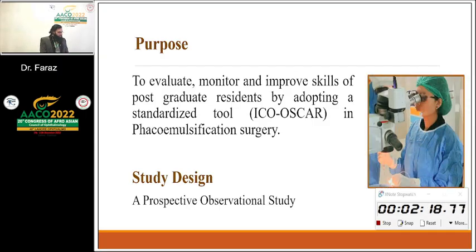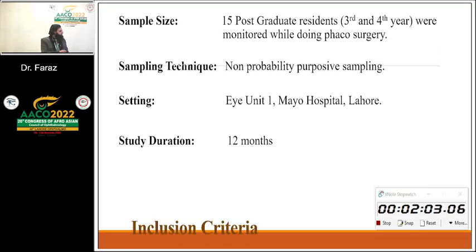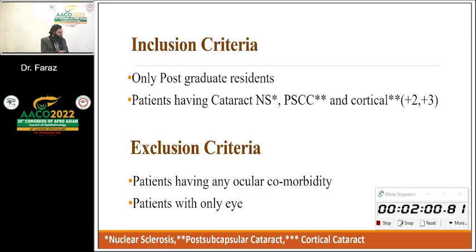The purpose of this study was to monitor and improve skills of PGRs. The study design was a prospective observational study. We have done this in our department, Unit 1 hospital, for the duration of 12 months. The inclusion criteria was only residents, not SRs or seniors. Exclusion was patients with only one eye and patients having any ocular comorbidity like uveitis, phacodonesis or pseudoexfoliation.